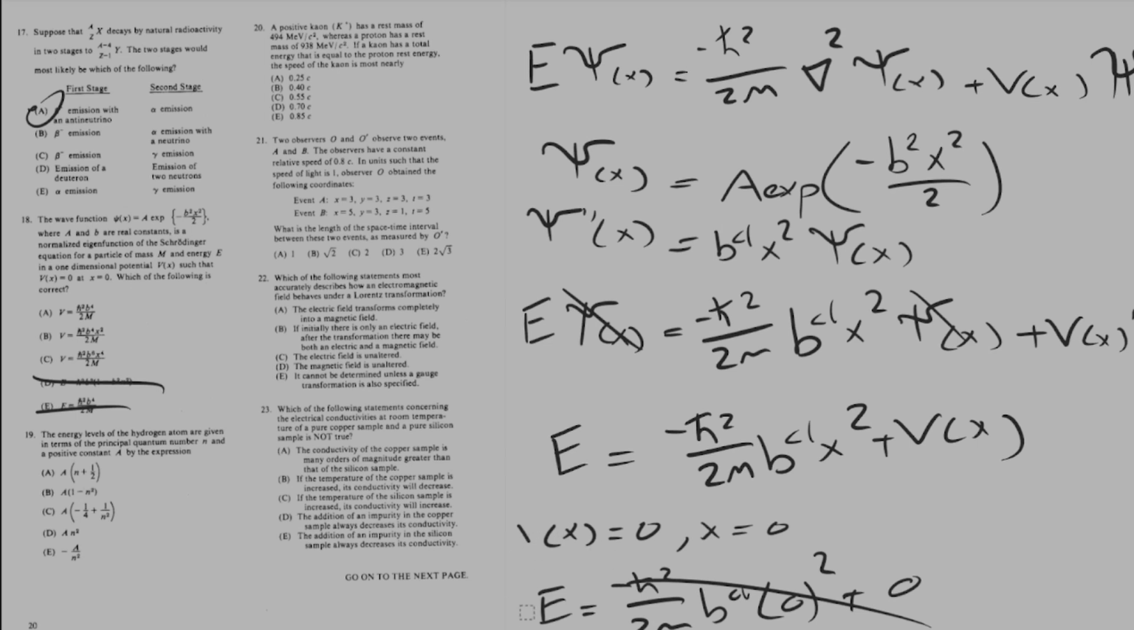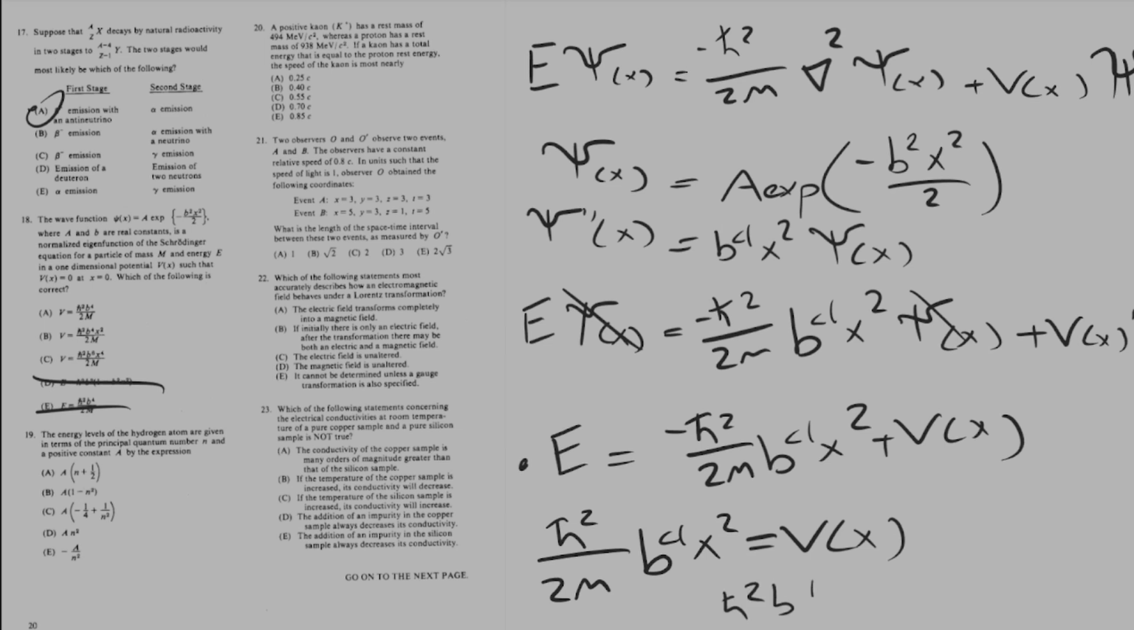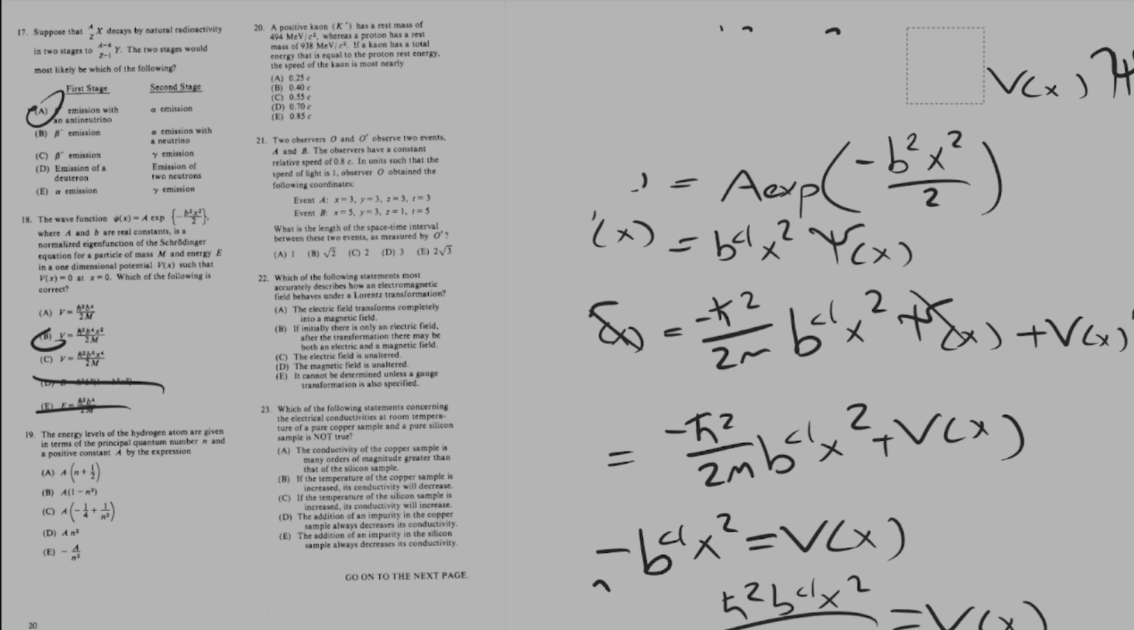Now we have that condition that the energy is equal to 0. I can go back, plug that into this equation here, and get that h bar squared over 2m b to the fourth x squared is equal to the potential. Just move it around so it's the same format: h bar squared b to the fourth x squared over 2m equals V of x, and that matches with B as our answer. All right.